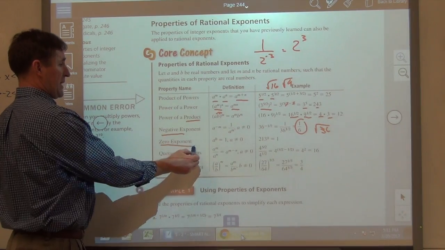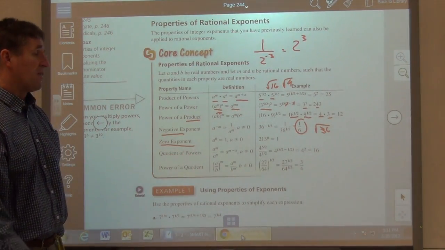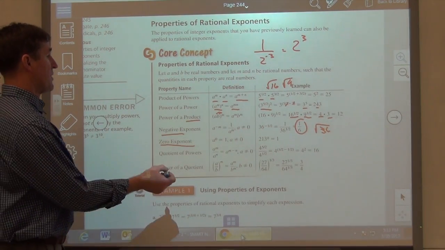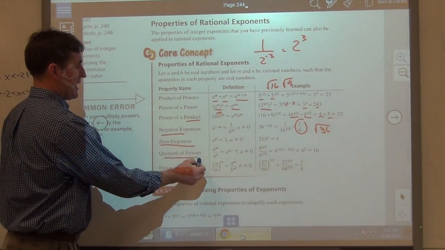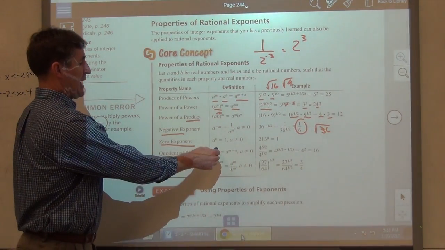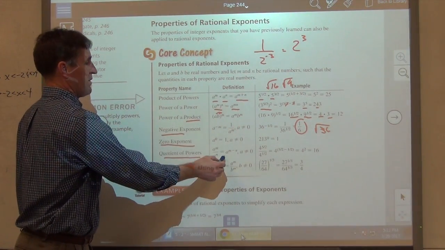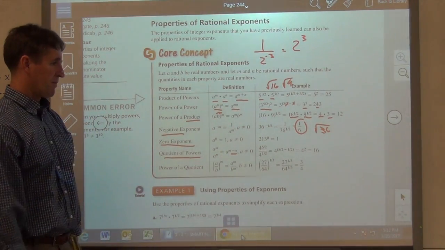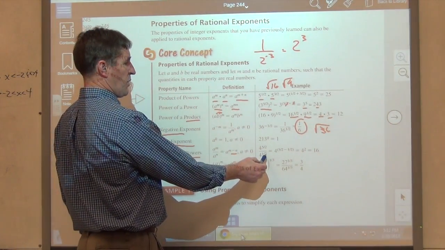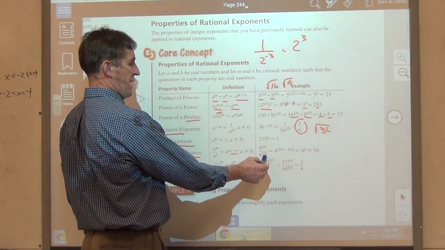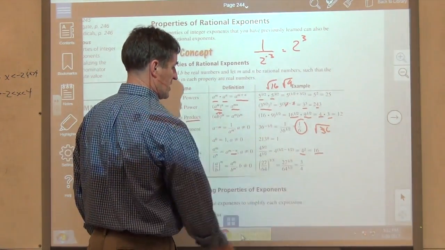The zero exponent, remember, anything to the 0 power is 1. And the reason for that is, well, we'll get to that next. When you take the quotient of powers, a to the m divided by a to the n, with multiplication we add, so with division we subtract the powers. Here's an example, 4 to the 5/2 divided by 4 to the 1/2. You subtract 5/2 minus 1/2, which is 4/2 or 2. And 4 squared is 16.